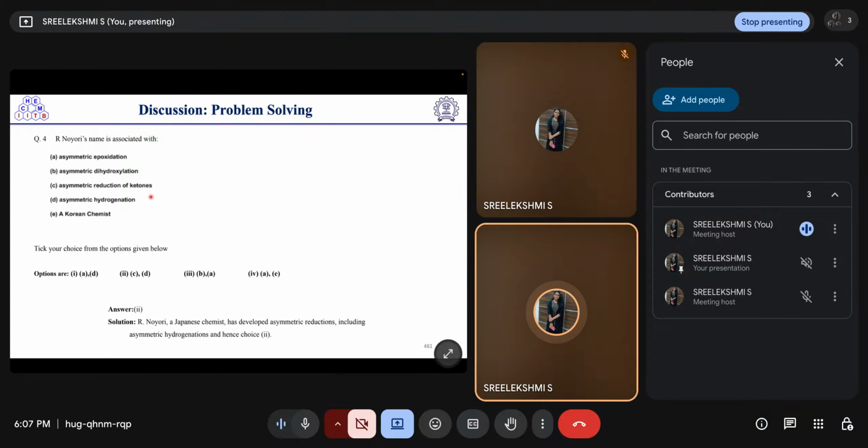So here the correct answer is R. Noyori is a Japanese chemist, and he has developed asymmetric reductions including asymmetric hydrogenation. So the correct answer is option 2, that is asymmetric dihydroxylation, asymmetric reduction of ketones and asymmetric hydrogenation.